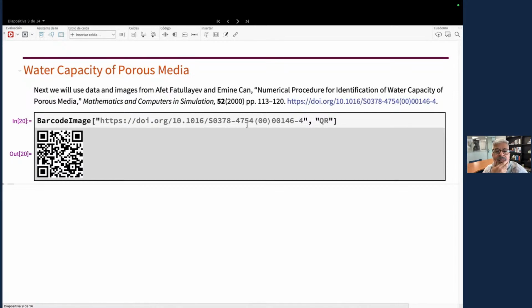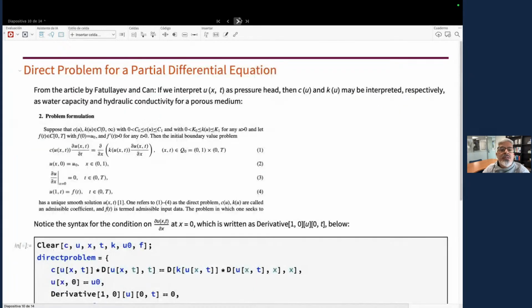There we have the paper that we are going to use. Here is the direct problem for this partial differential equation. We have C of u and K of u as the water capacity and hydraulic conductivity of a porous medium, all right? And u of x of t is a pressure head. Here we have a typical differential equation for transport phenomena. Here we have the boundary conditions.